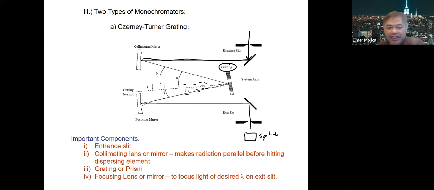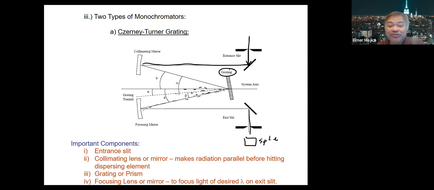Now, I have used an instrument like this. Usually the old ones use the so-called Czerny-Turner grating.